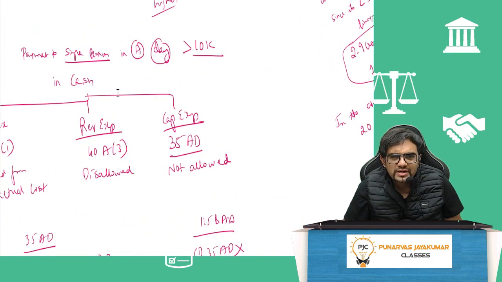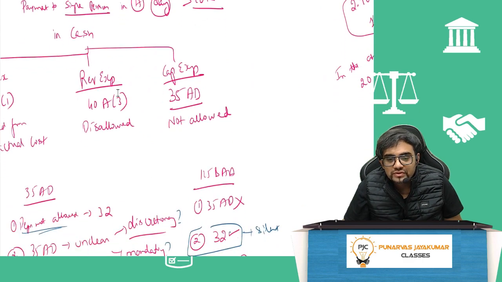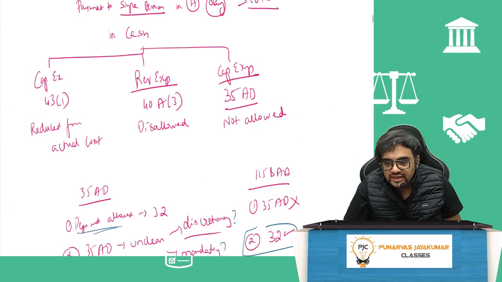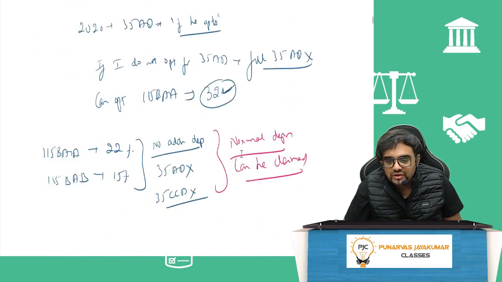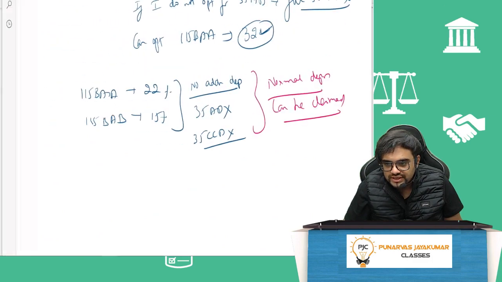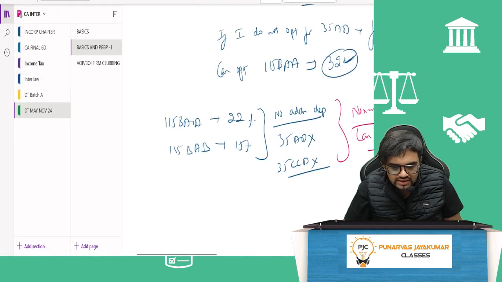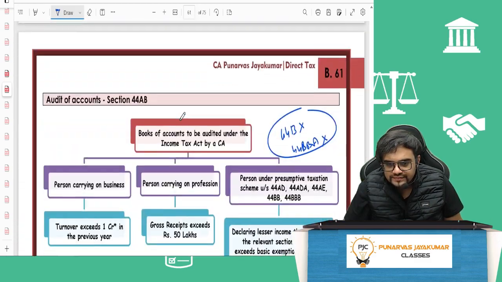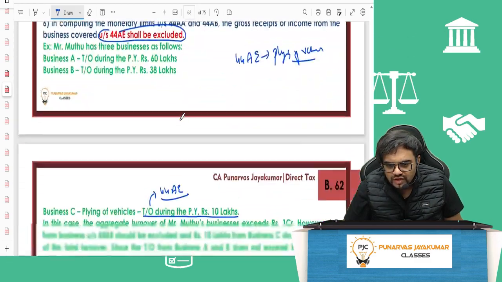Then there is an amendment in 23 that is not relevant for you, that we can leave. So guys, as I was telling you, payment to a single person in a day more than 10,000 in cash: capital expenditure 43.1 reduced from actual cost, revenue expenditure 48.3 disallowed, and then capital expenditure 35AD also will not be allowed. So that was the scene. That is regarding simple provisions of tax audit and books of accounts, so to speak.